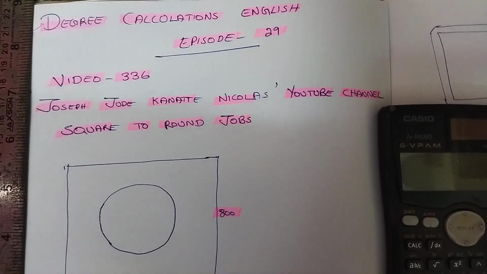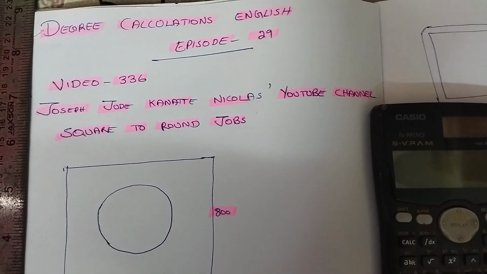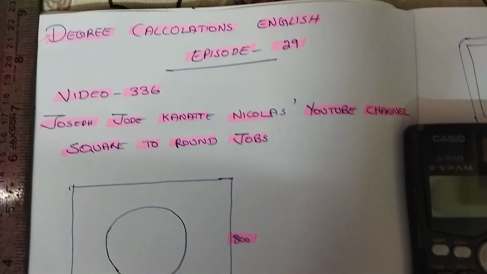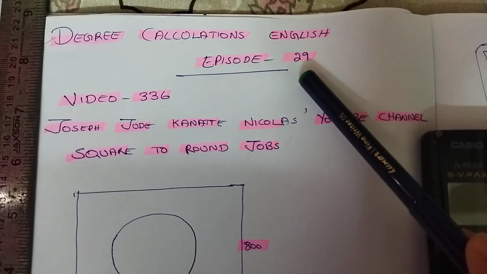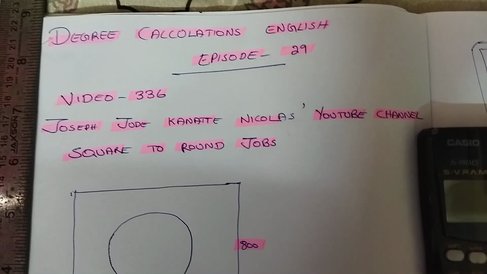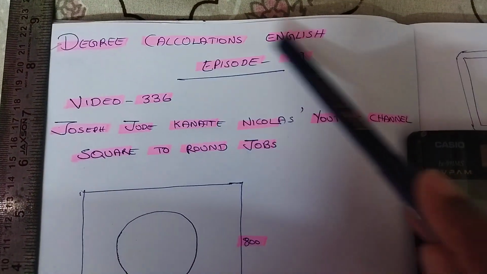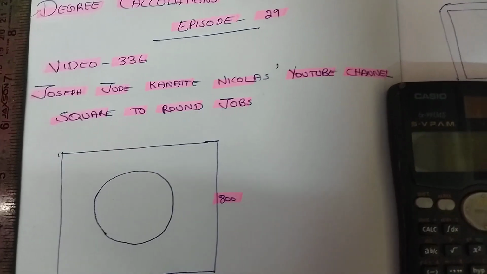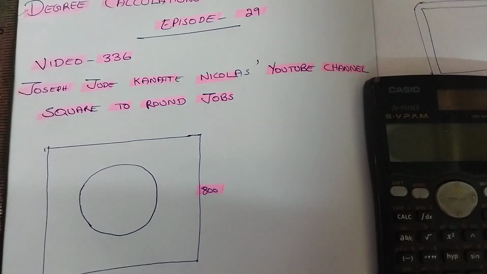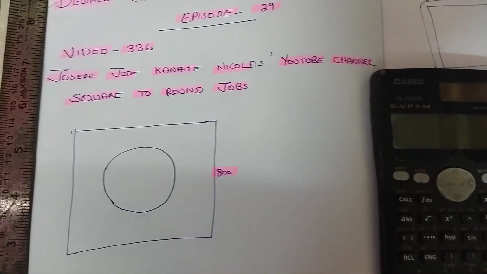We were studying about different types of cones up to last episode 28. In this episode 29, degree calculations English episode 29, we started to study about different types of irregular jobs.